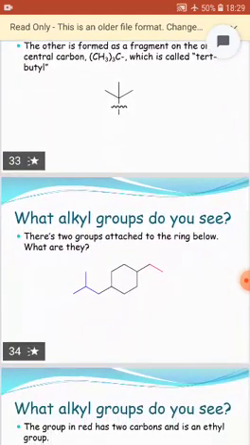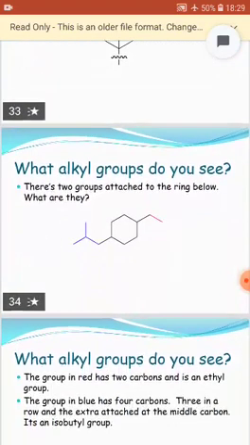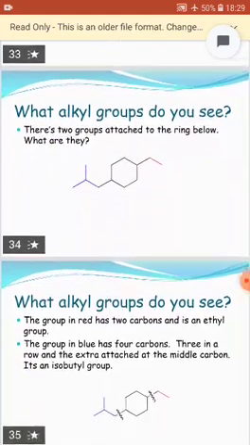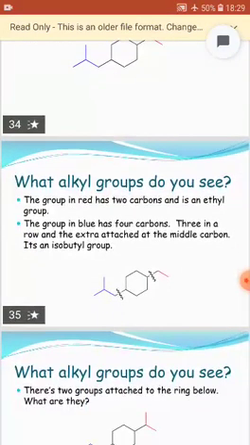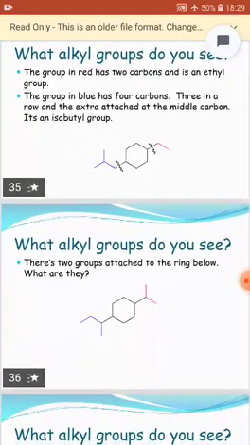What alkyl groups do you see? There are two groups attached to the ring below. What are they? The group in red has 2 carbons and is an ethyl group. The group in blue has 4 carbons in a row with the extra one attached at the middle carbon. It is an isobutyl.